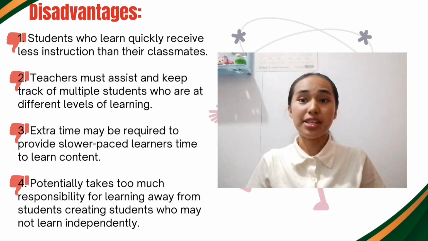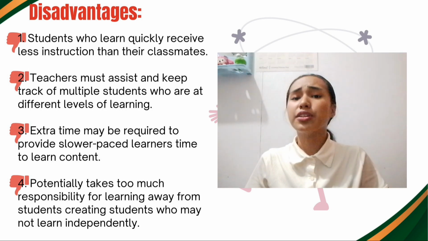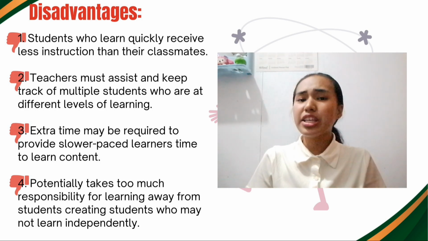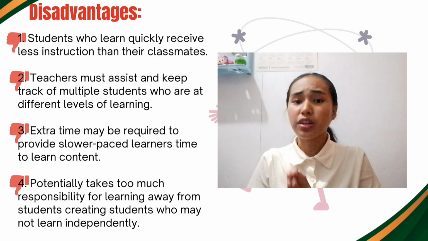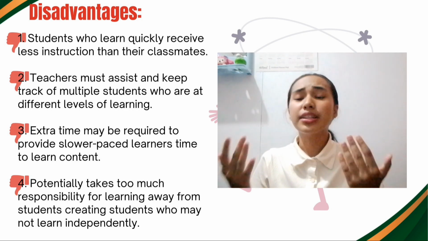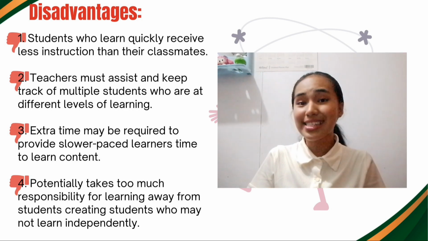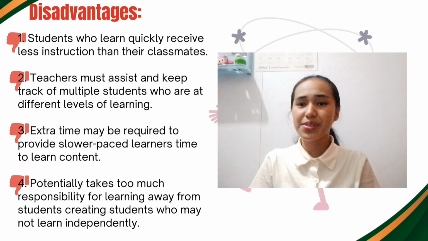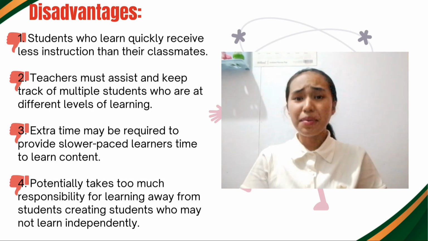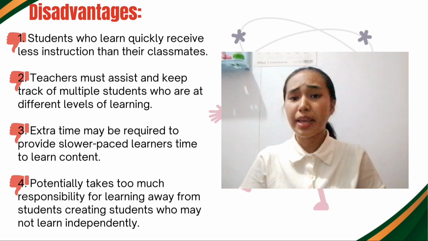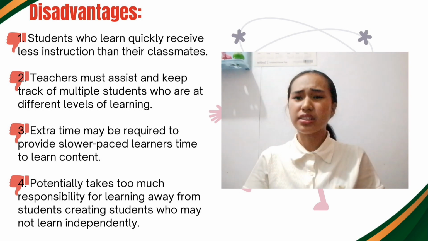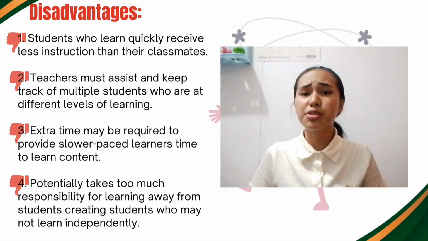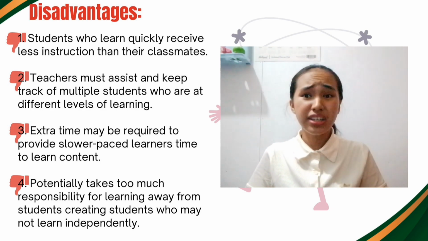The disadvantages of mastery learning. First, students who learn quickly receive less instruction than their classmates. Second, teachers must assist and keep track of multiple students who have different levels of learning. This multitasking can lead to an increase of workload and stress for educators. Third, extra time may be required to give slower-paced learners time to learn the content. Fourth, it potentially takes too much responsibility for learning away from students, creating students who may not learn independently.